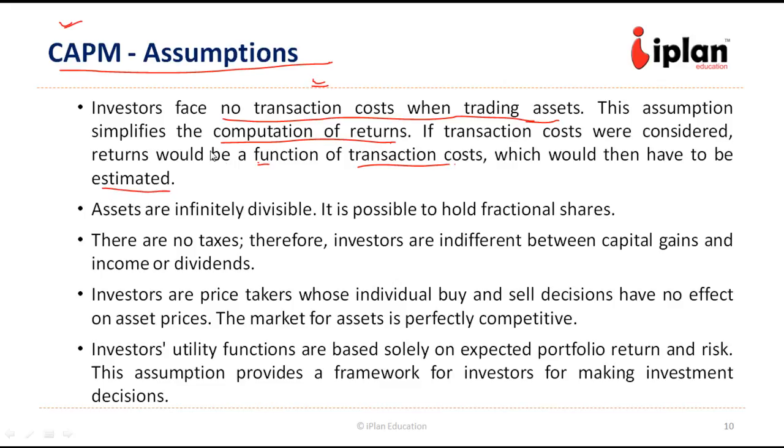Then we are assuming that assets are infinitely divisible. If somebody wants to buy 0.2 of a stock, he or she will be able to buy, which practically is not true. There are lot sizes sometimes. Sometimes stocks should be bought only in integers. But for mathematical simplicity, we are assuming that it is possible to hold fractional shares.